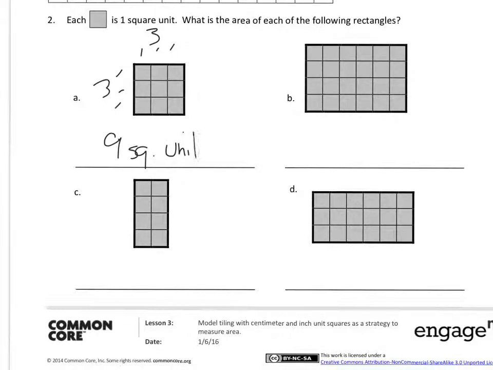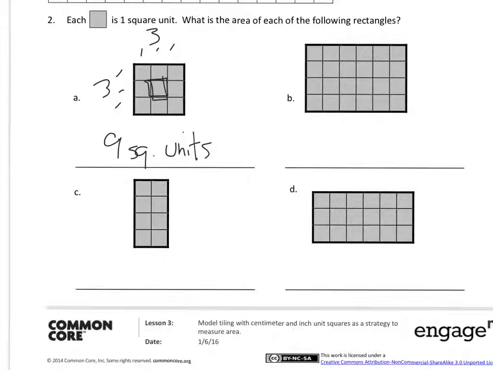units. Remember, the units are these little guys in here. These are units and they're in the shape of squares. If they were triangles, they'd be triangle units. Okay, I'm going to do B with you, and then you'll do C and D on your own.